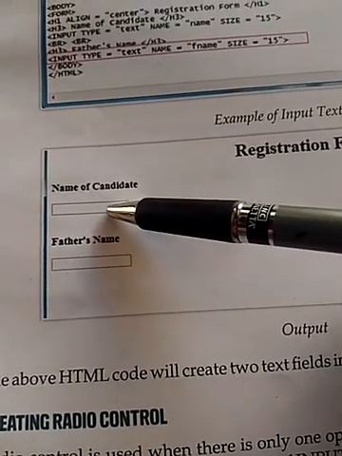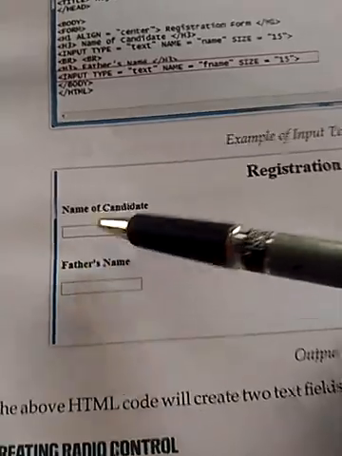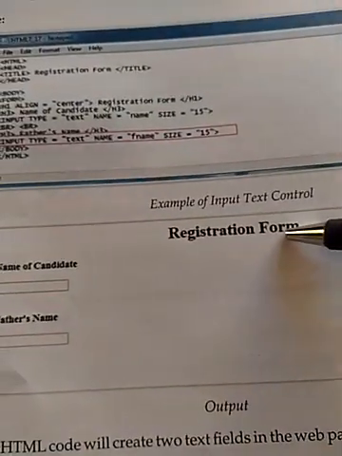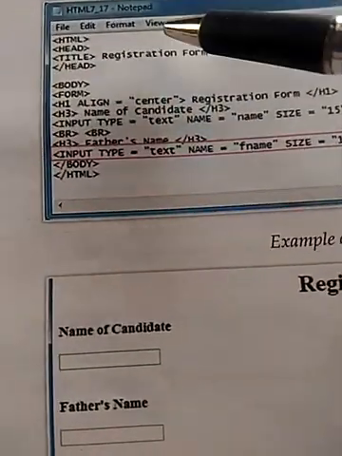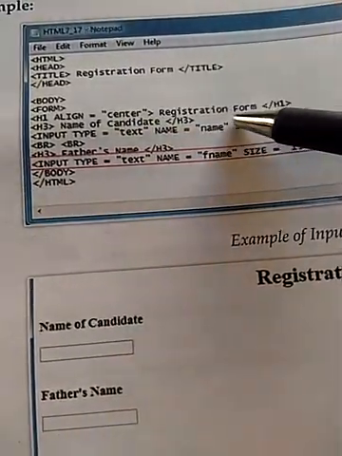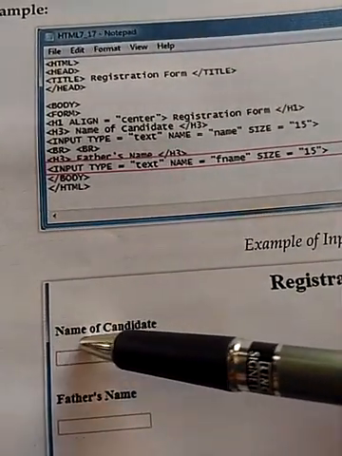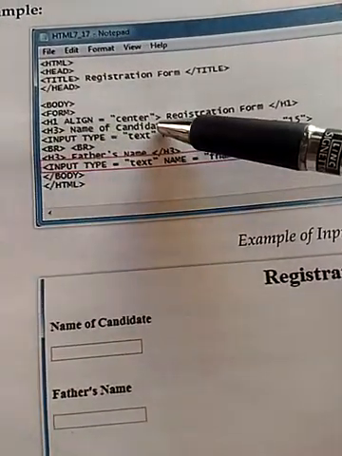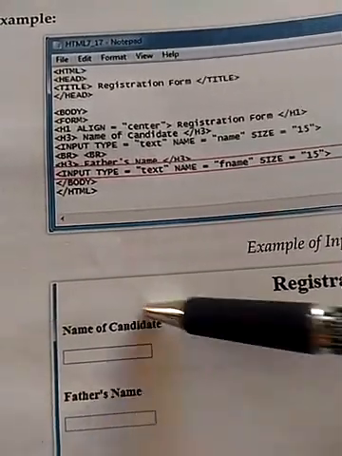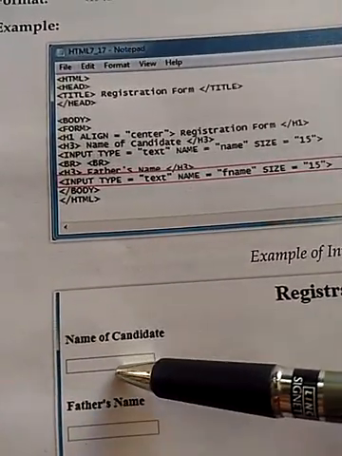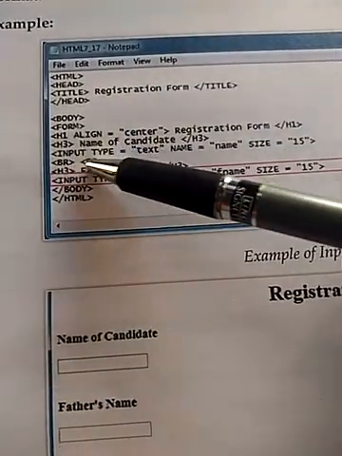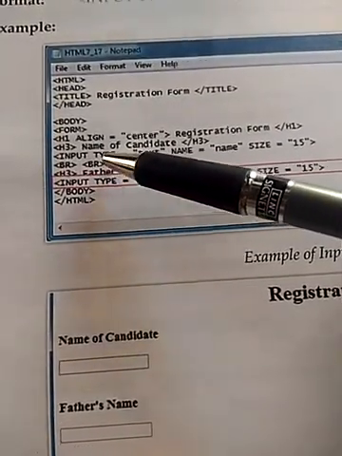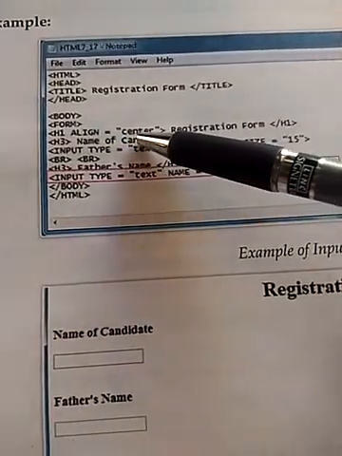So you can create this type of text box by simply using the input and type text. Here this is the heading, registration form. They have mentioned in the center the heading as registration form, and after that name of the candidate, they have used as a subheading. So H3 subheading, name of the candidate. Now here is the point, how we can define a text box. First you have to write input. After that type, means which type of input you want to have. You want the input of text, so the type is text.